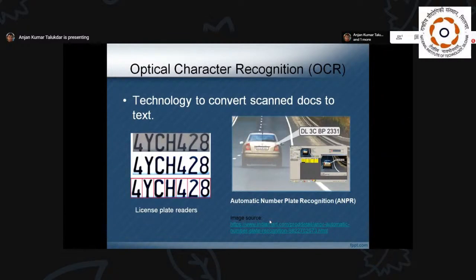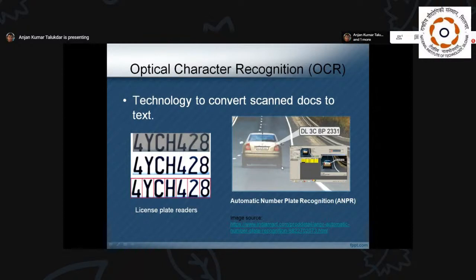One application can be license plate readers. So this is the scanned image of the license plate, and this is the output where we are reading the digits or letters present on the number plate. Nowadays this automatic number plate recognition system is being applied. You can see in the right side image that this technology is being used for detecting the number plate.